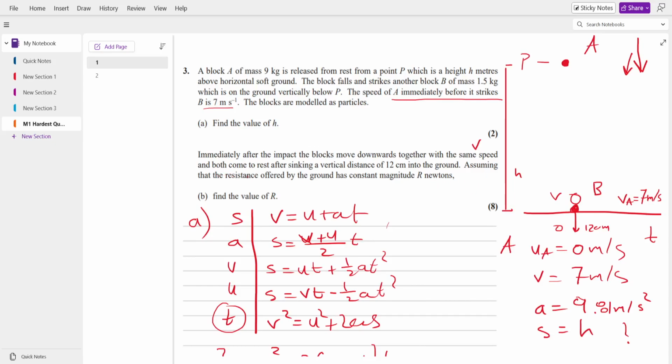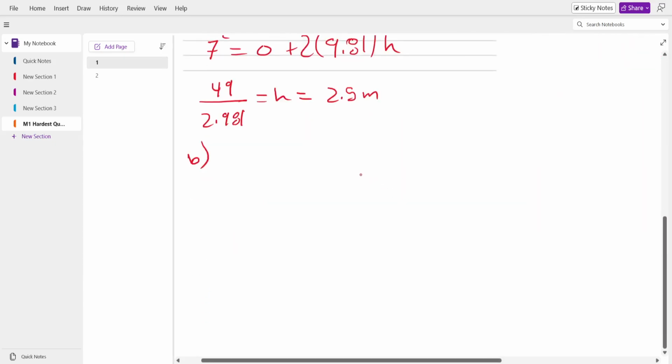So assuming that the resistance offered by the ground has a constant magnitude of r newtons, the force from the ground on the block causing this resistance is called r newtons. The question asks me to find the value of r. So here, let me remodel the blocks. This is block B, this is block A. They are both falling down. I will model them both as the same thing and combine their masses. So M will equal MA plus MB, which is equal to 9.